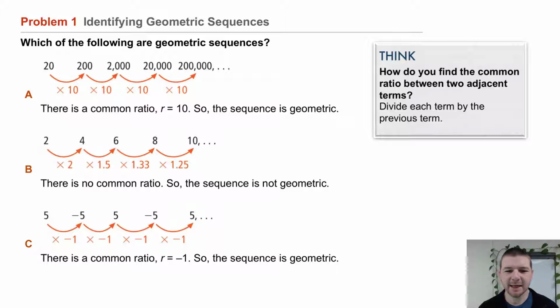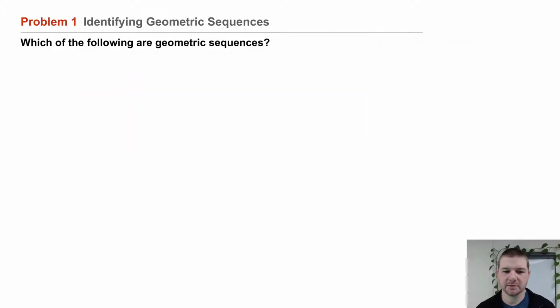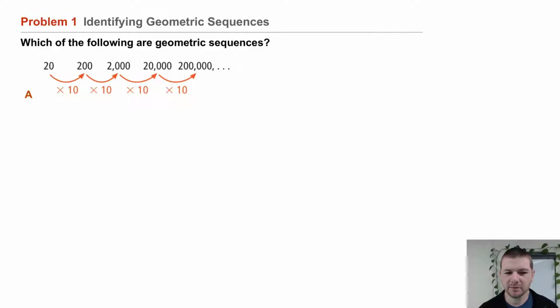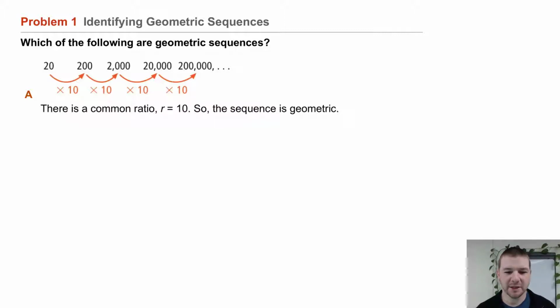Problem 1, identifying geometric sequences. Which of the following are geometric sequences? A, 20, 200, 2,000, 20,000, 200,000, and so on. Note, to get from 20 to 200, we can multiply by 10. Multiplying by 10 again will get us to 2,000, and again 20,000. So it seems we have a common ratio of 10. There is a common ratio, r equals 10, so the sequence is geometric.